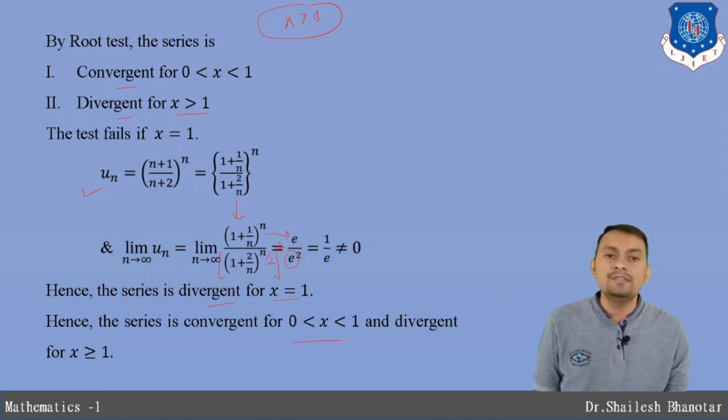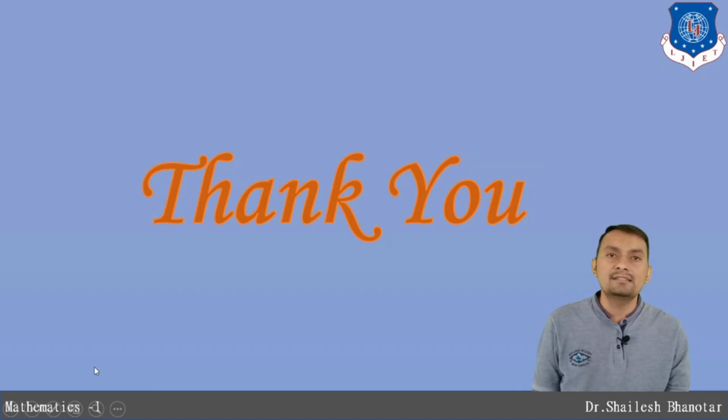So in conclusion, we can say that for 0 less than x less than 1 the series is convergent, and divergent for x greater than 1, but we have also seen that when x is equal to 1, the series is divergent. So I have added equalities there. In this video we have discussed absolute convergence, conditional convergence, and power series, based on examples. Thank you.